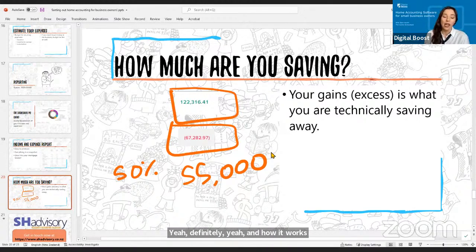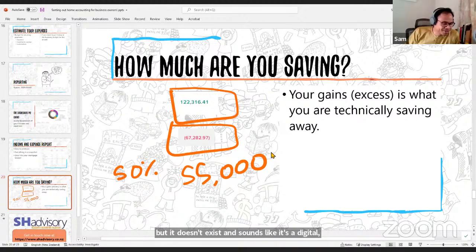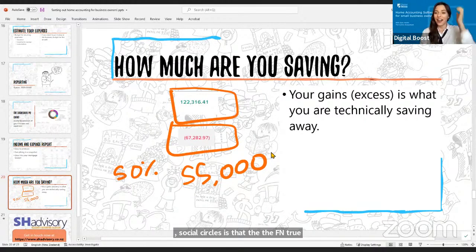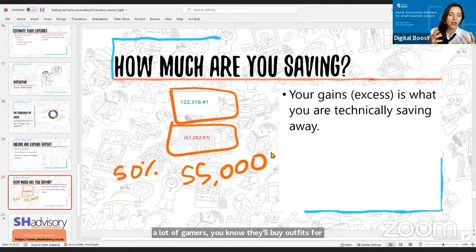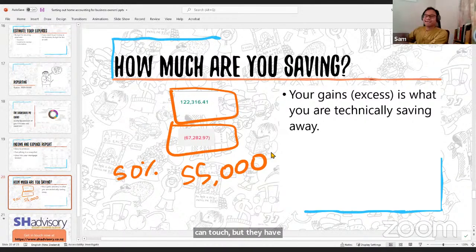A lot of businesses, in addition to NFTs, and if you don't know what that acronym is, it means non-fungible token. A non-fungible token essentially exists, but it doesn't exist in a physical sense. It's a digital asset. It could be anything. When a lot of gamers buy outfits for their characters, those are NFTs. They're not actual things that you can touch, but they do have a footprint online.